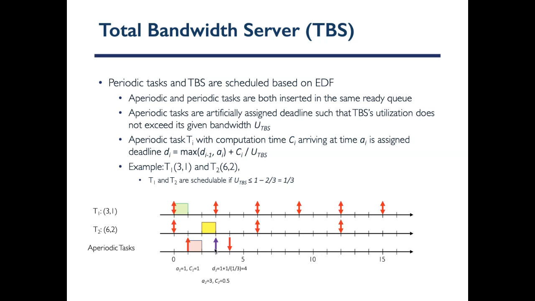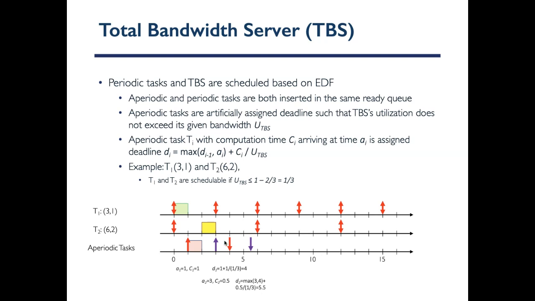Let's say at this point, another task comes. So A2 equals 3 and C2 equals half. Now you use this formula. D2 becomes maximum of 3 and 4, which is 4, plus half divided by 1/3. It would be just 5.5. So we set a new deadline here.